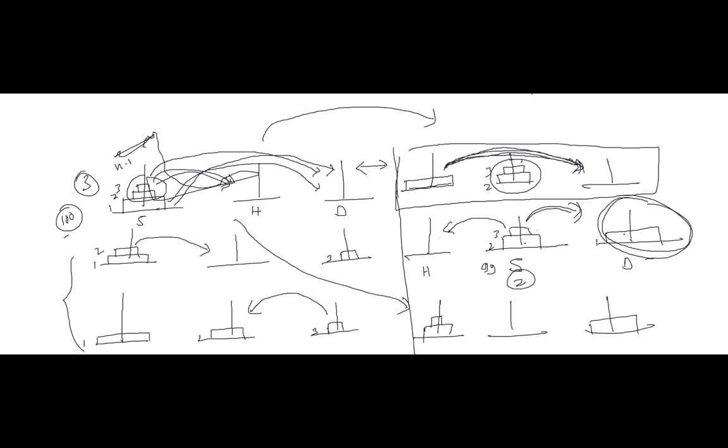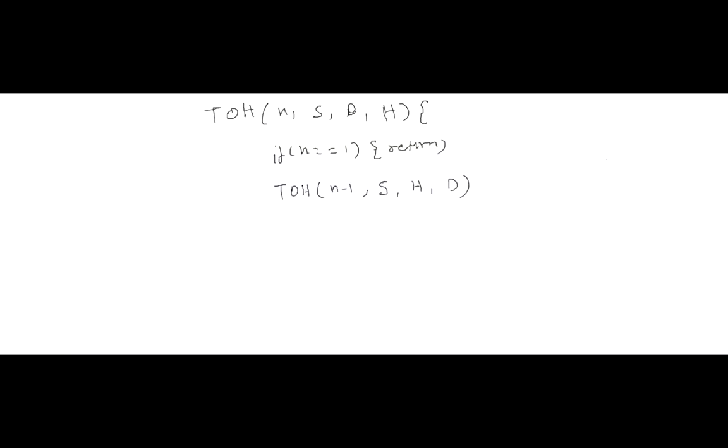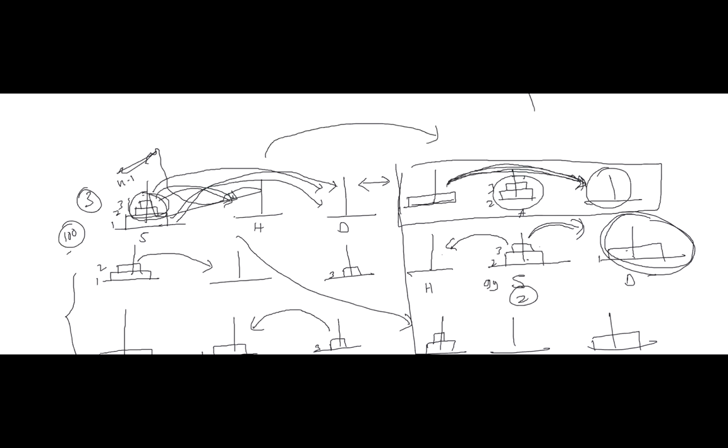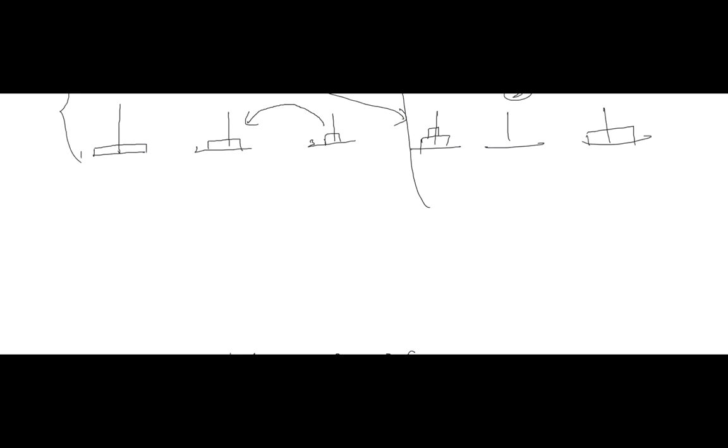N minus 1 nodes I am sending from source to helper. Source to helper. This is the helper, right? With the help of this destination, right? So here, Tower of Hanoi n minus 1 from source to helper with the help of destination. After this, I just need to move this to this, right? So this is a single line of code.